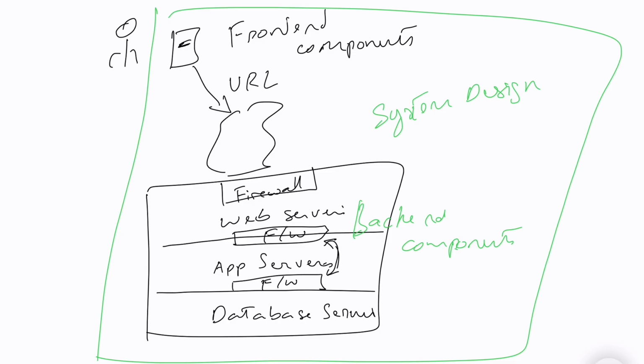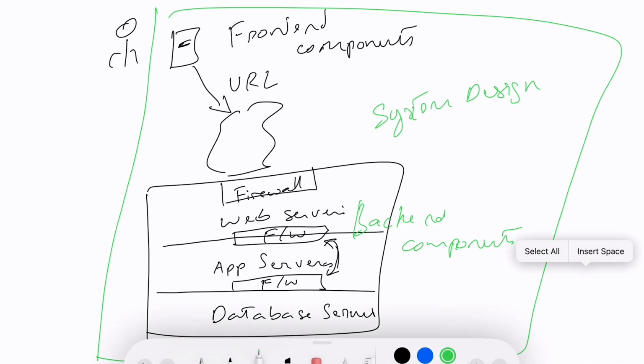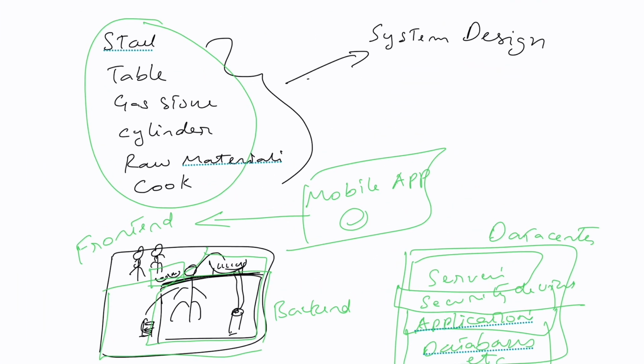Okay, so I will go back and I want to explain you one more concept. I will go back to my analogy. There is something called as the samosa shop analogy. There is something called as trade-offs, which is part of system design.